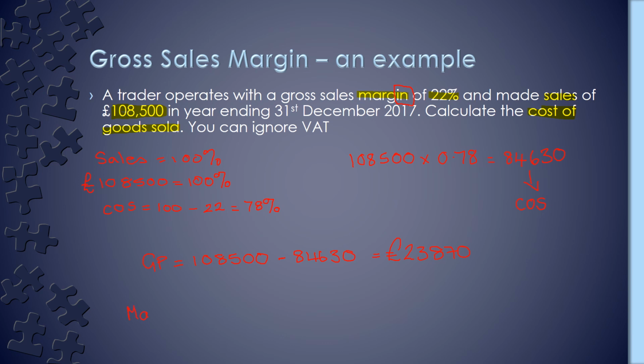So the margin is equal to the gross profit divided by our sales figure. So we're going to do 23,870. We're going to divide that by our total sales figure of 108,500, and we're going to times that by 100, which then gives us a margin of 22%.